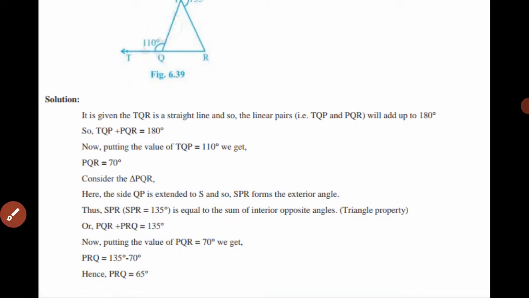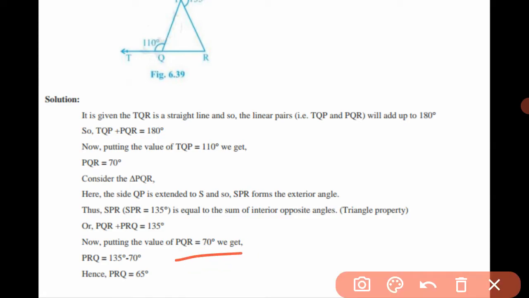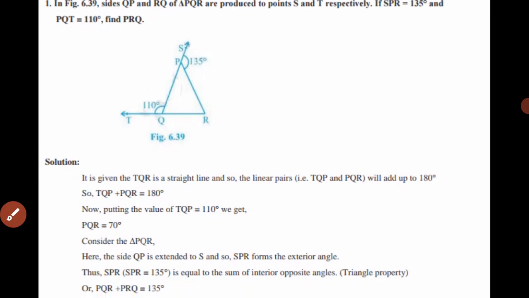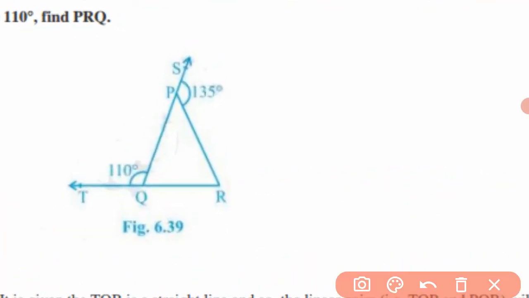Now here, as we know, PQR equals 70 degrees. Putting its value, PRQ will be equal to 135 minus 70. So PRQ will be equal to 65 degrees. So in this we use two theorems, that is the angle sum property, and one more theorem, the sum of interior opposite angles will be equal to the exterior angle. So in this way we can find the answer to this question.